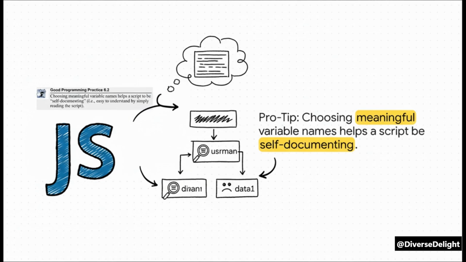And here is one last pro tip that's going to save you so many headaches down the road. Always, always choose meaningful names for your variables. A name like username is 1,000 times clearer than something like X or data1. This makes your code way easier to read, which means anyone, including you 6 months from now, can look at it and instantly know what it's supposed to be doing.